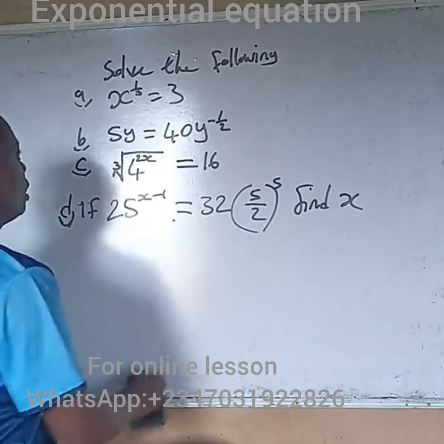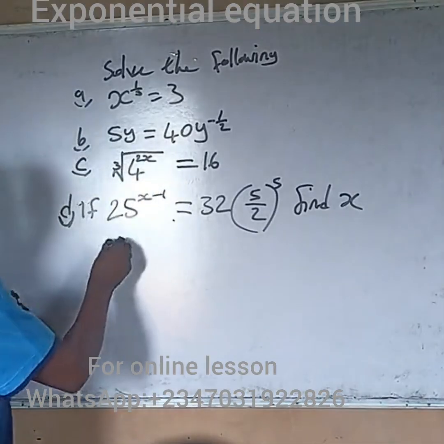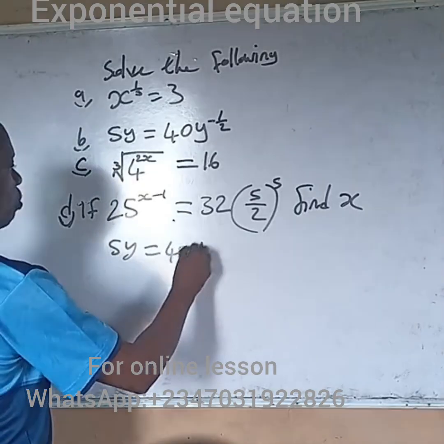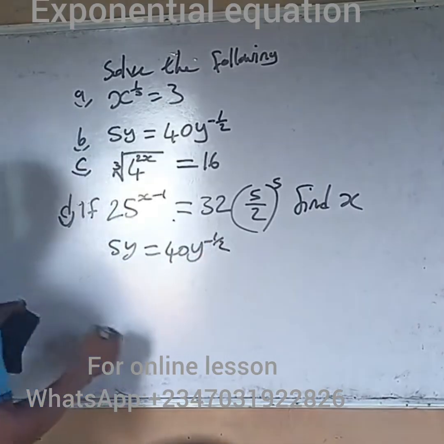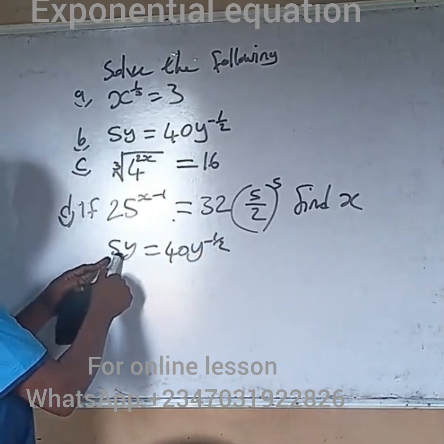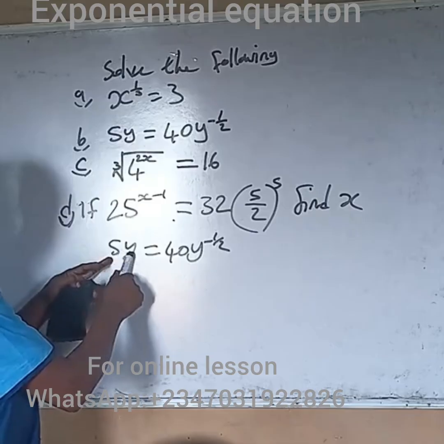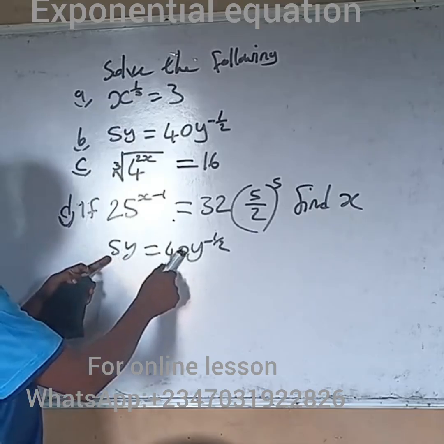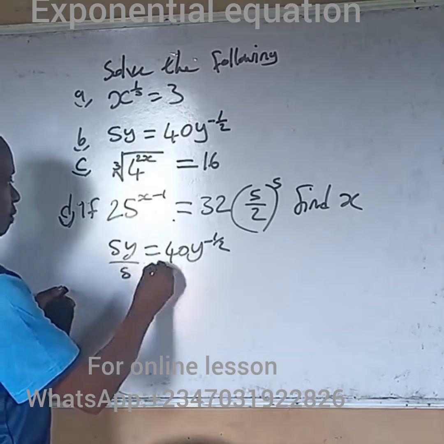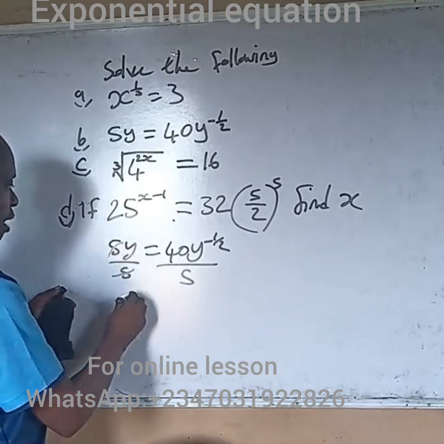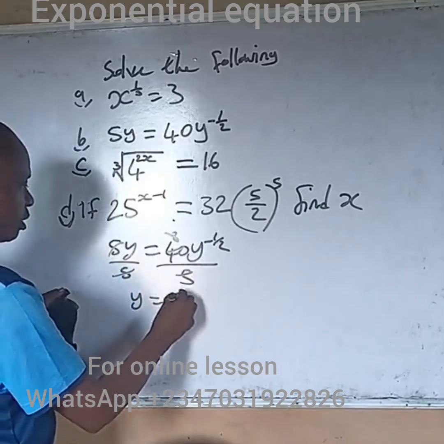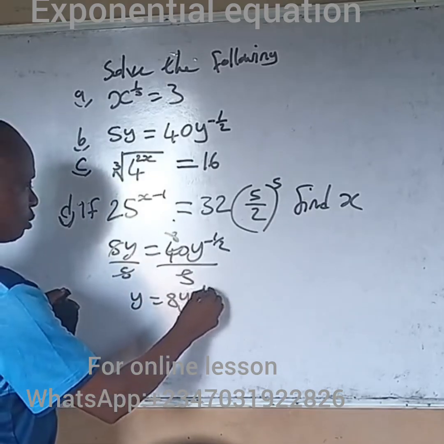Okay, so let us now quickly look at the B. Now the B says 5y is equal to 40y raised to power minus 1 over 2. Now, first of all, there's a way we can reduce both sides. You can see that 5 is a base here, multiplying this base. 5 can divide this 40. So if you divide through by 5, 5 will cancel 5, you have y. Then 5 cancels 40 here, you have 8. So this will be 8y raised to power minus 1 over 2.